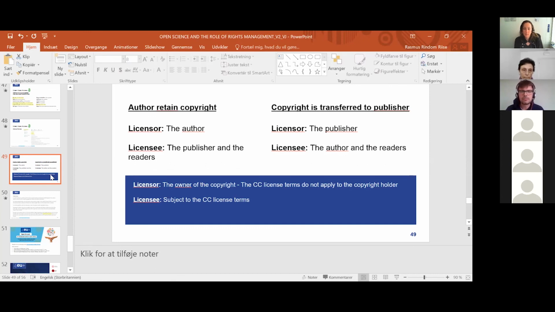In order to use the work under other terms than the one that comes from the license, the author must retain the copyright to the work. And again, the way to find out whether you transfer or retain copyright is to look into the publisher agreement that you make with the publisher.